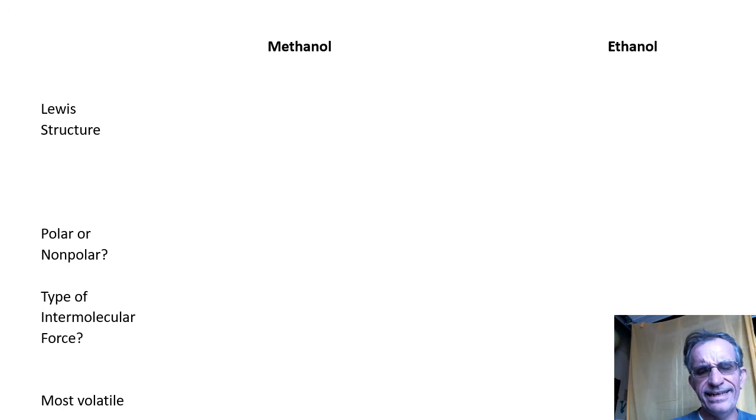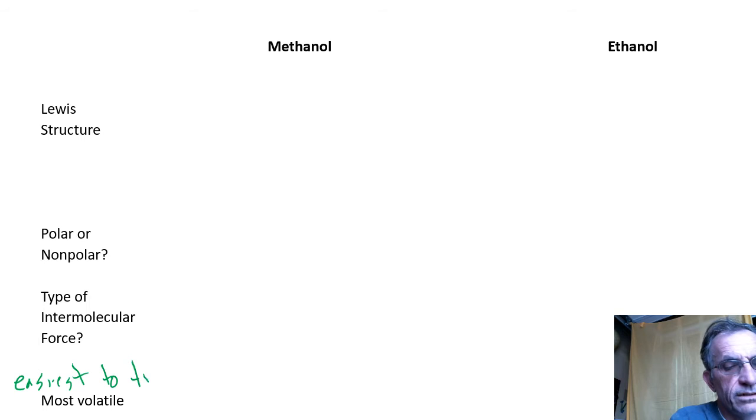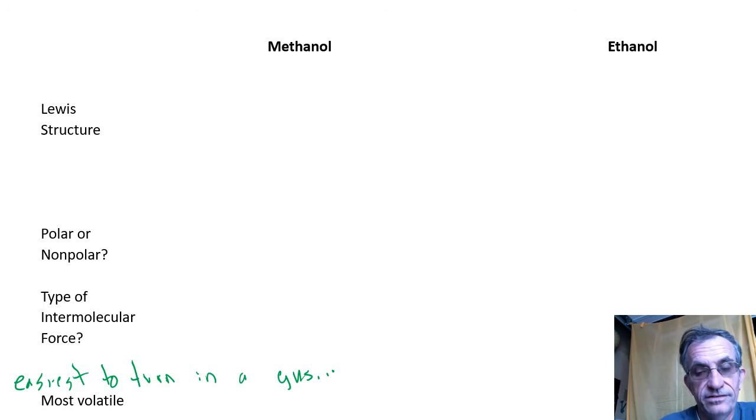So what does that word mean again? We talked about it in a previous lecture. Volatile means which one is the easiest to turn into a gas. So that's going to be the one with the weakest intermolecular forces. The one with the weakest intermolecular forces is going to turn into a gas the most quickly because they're not stuck to each other.